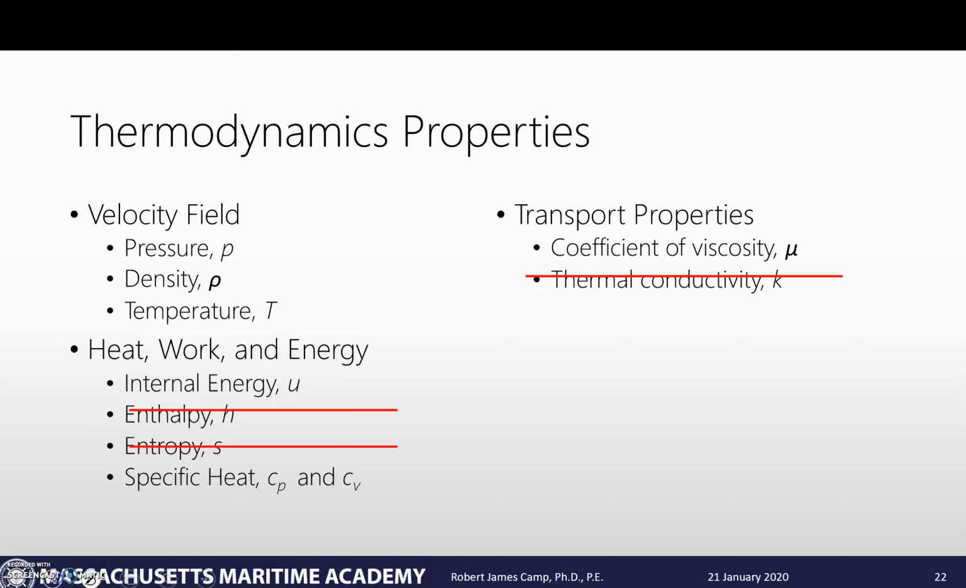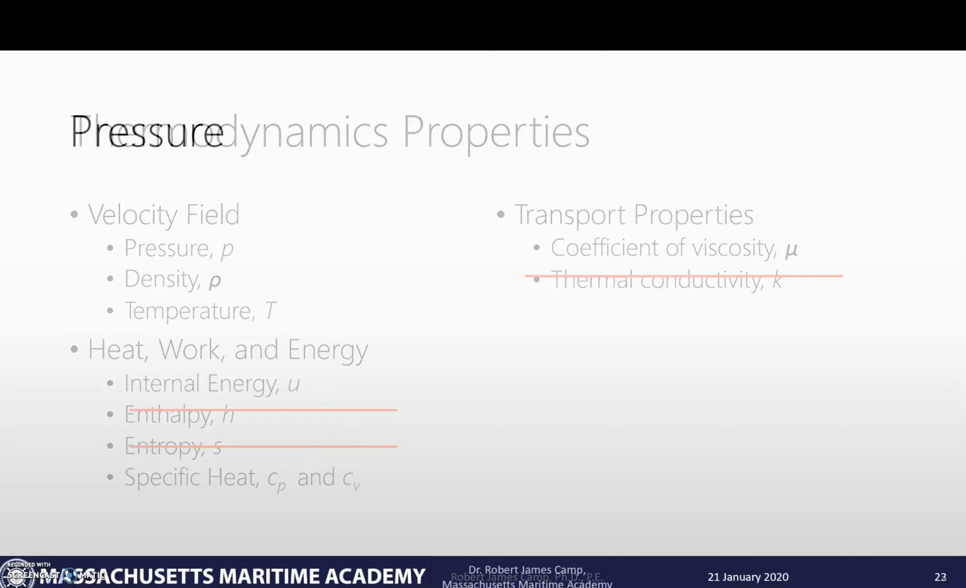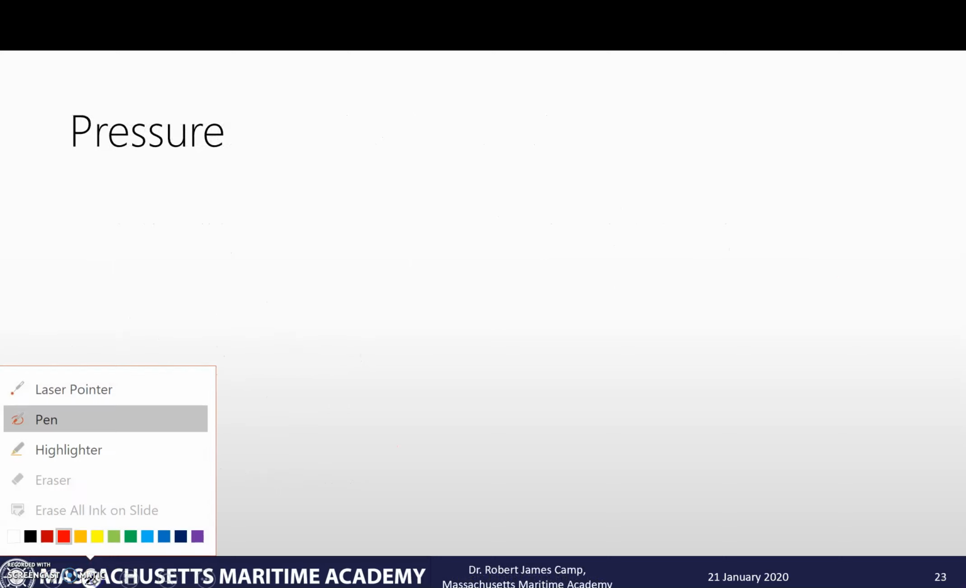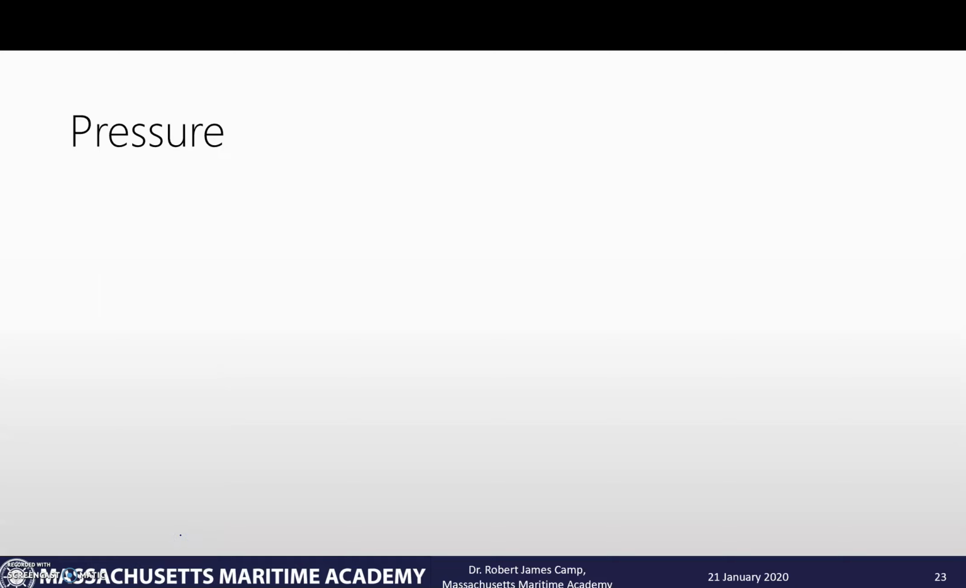Now, the thing is, for this class, we're not going to be worrying about enthalpy or entropy, and we're not going to be worrying about thermal conductivity. So we only have 6 properties that we're really going to go over in this class. So let's start taking a look at our pressure. And let me change my pen from the red that we have. So a couple things about pressure.